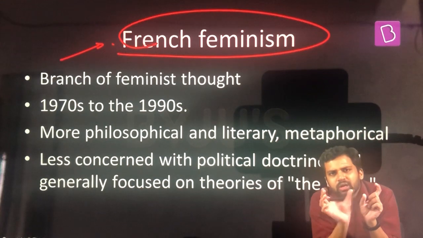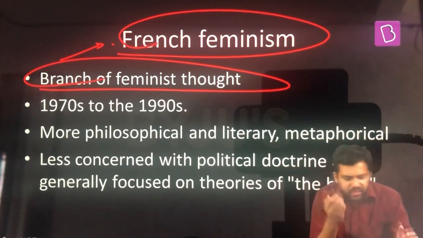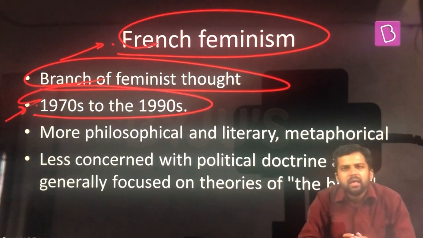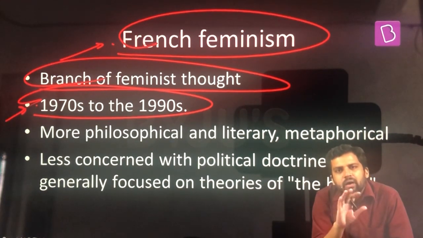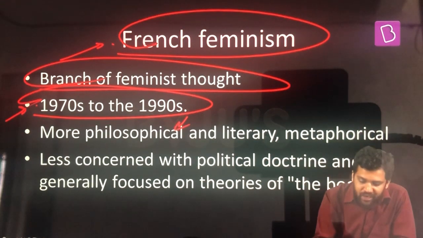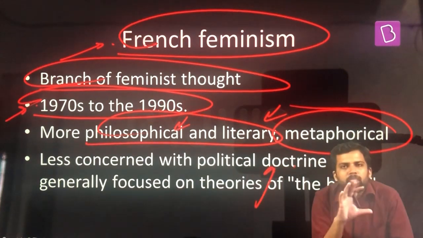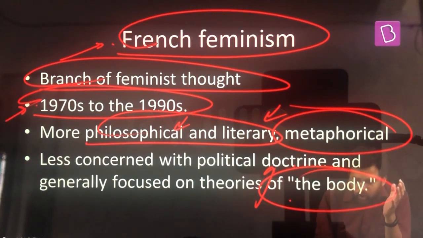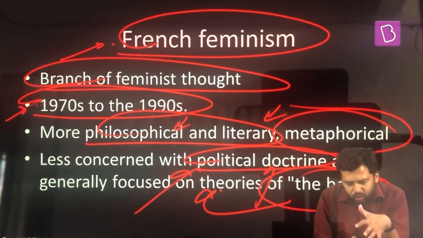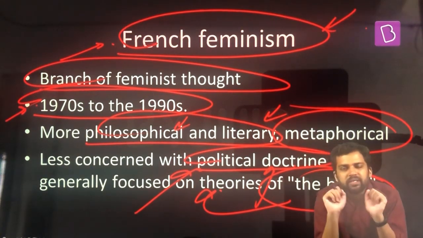Now, this particular term, French feminism, is a branch of feminist thought that emerged in the 70s and continued till the 90s. French feminism refers to different kinds of works related to feminism in the field of philosophy and literature, and it is more metaphorical in nature. It is less of a political doctrine. It tries to create a body of theories related to feminism, less of political action, more of philosophy and literature. So that is referred to as French feminism, 70s to 90s.